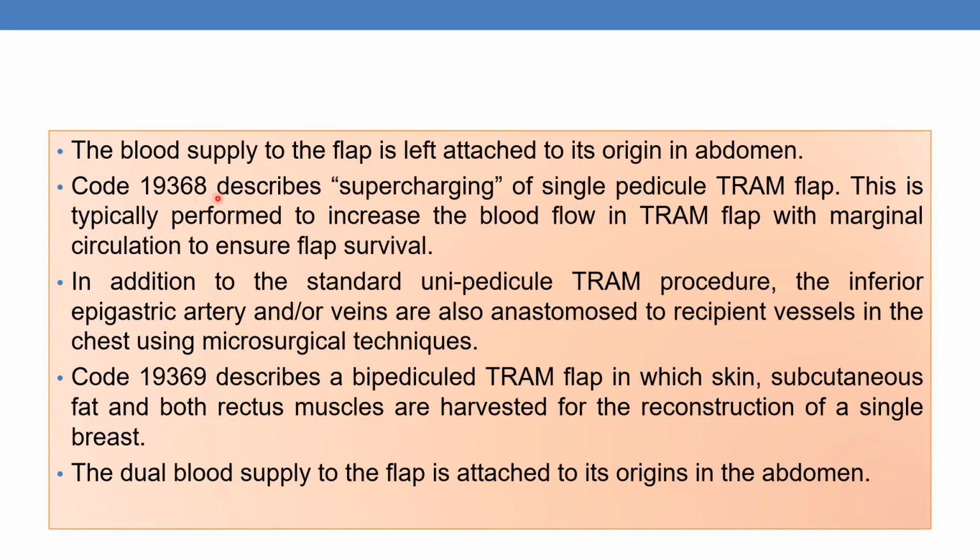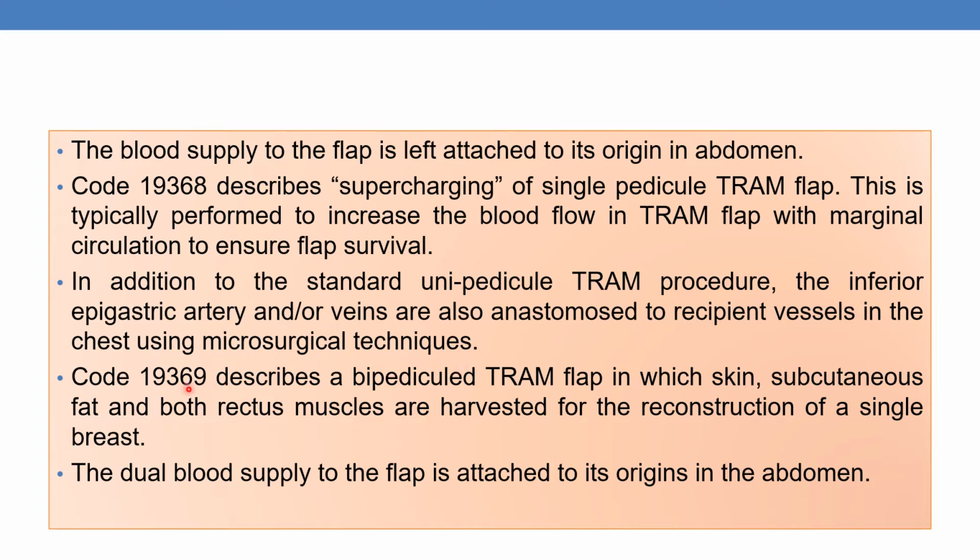Whereas code 19368 describes supercharging of a single pedicle TRAM flap, and this is typically performed to increase the blood flow in a TRAM flap with marginal circulation to ensure flap survival. In addition to the standard unipedicle TRAM procedure, inferior epigastric artery and/or veins are also anastomosed to recipient vessels in the chest using microsurgical techniques.